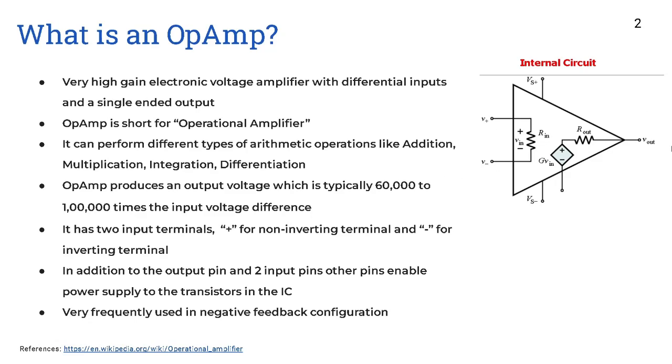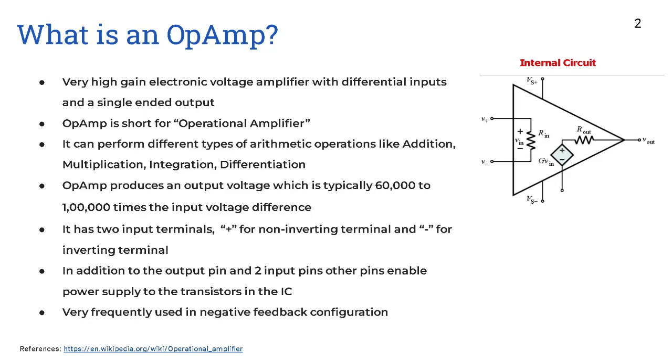In addition to these input and output terminals, we also have two other input pins which supply power to the op-amp IC. These supply power to the MOSFETs or transistors inside this op-amp. This op-amp is generally used in negative feedback configuration. There are many uses of using it in negative feedback configuration, such as a precise gain can be achieved, and it depends on the elements connected outside of the op-amp and not on the op-amp itself.